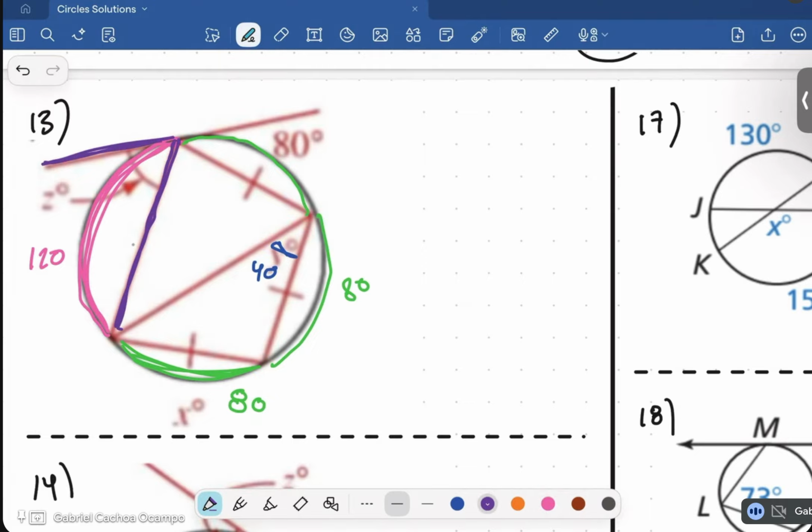Okay, so if this is 100, 100, and this is 90, then the measurement of this arc should be 360 minus 100 minus 100 minus 90. O sea, this arc measures 70. If that arc measures 70, the angle in between, that is not outside or inside, measures half of it, so C measures 35.